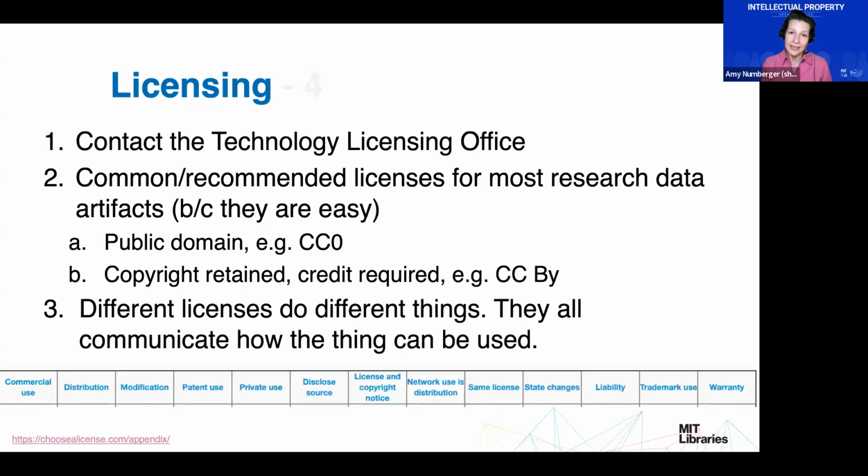Finally, there are different licenses, as I mentioned, that can do different things, but at the base of it all, they communicate how the object in hand can be used, right? And I mentioned before that you can structure licenses to allow different types of use. Here are some examples of that: whether it's a commercial use versus private use, whether or not you can disclose the source, whether you have to state changes that you've made to it, different liability considerations. So these are all things that go into the creation of perhaps a more complex license, if that's something that you wish to pursue because of the complex nature of the research information that you're holding on to and you would like to share.